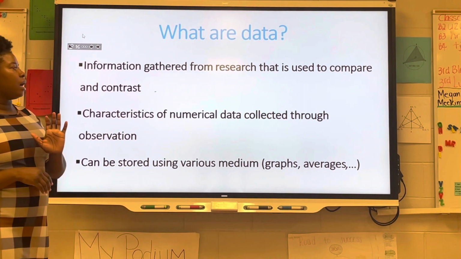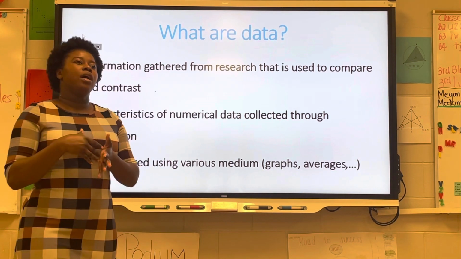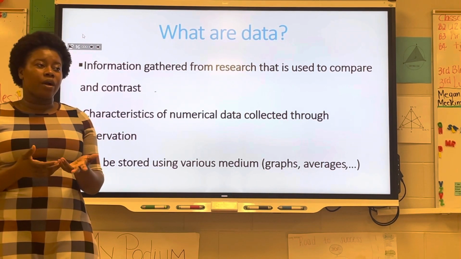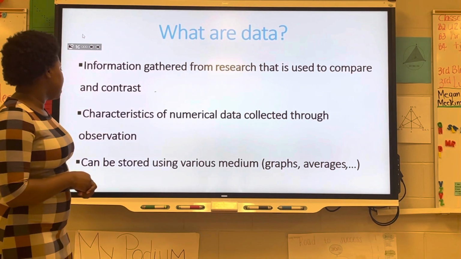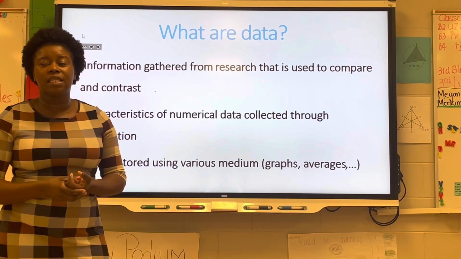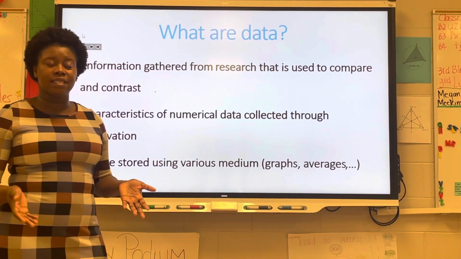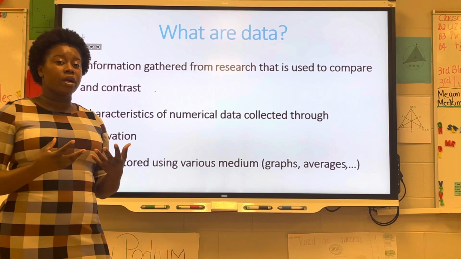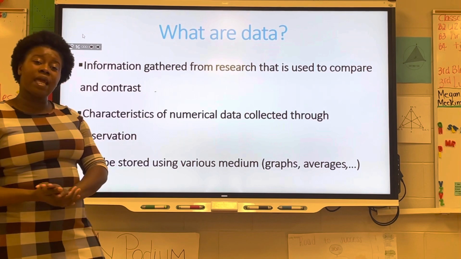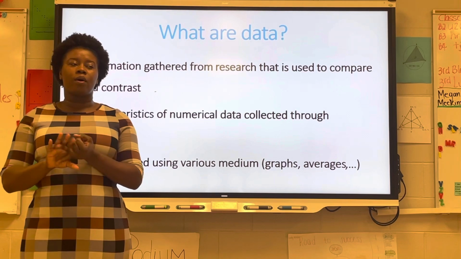So the characteristics are numerical and they go through a particular observation, but not all data are classified as numerical data. Some can be a category or a label of something, all right? And so data can be stored using various mediums. For example, in statistics, we use graphs, we use averages, we interpret the data, we analyze the data. We use words for people to understand what we found and what we are saying. We use tables to graph whatever data we collected, either in tally form or frequency.